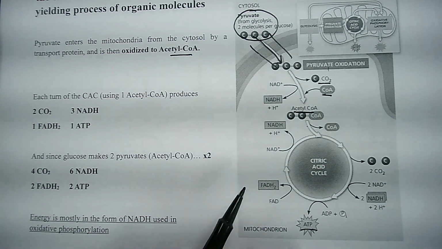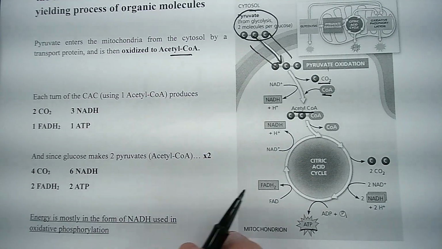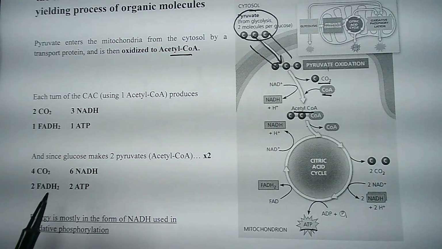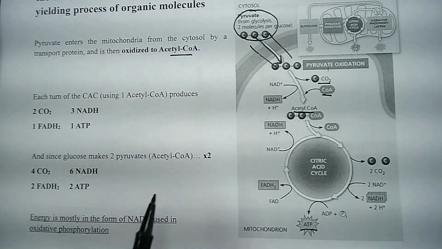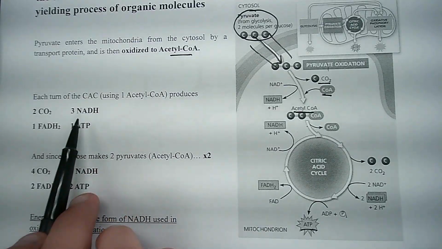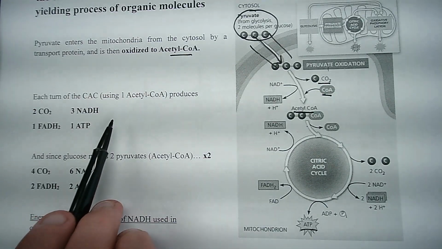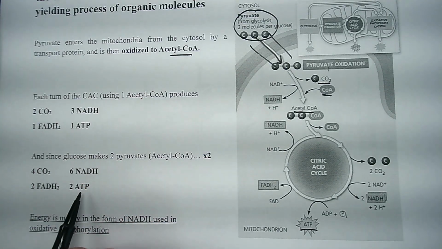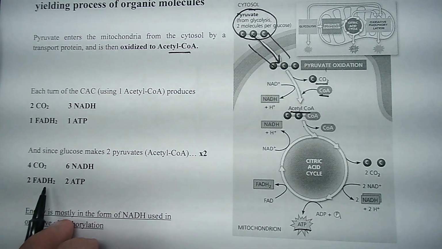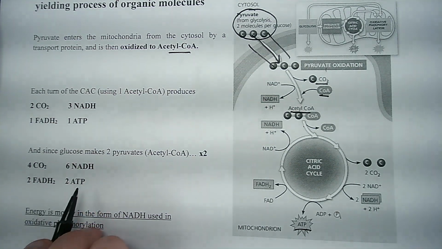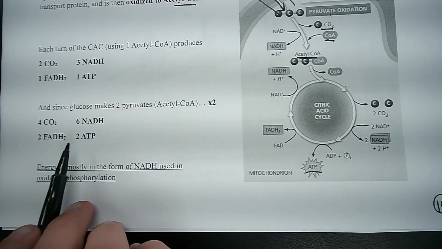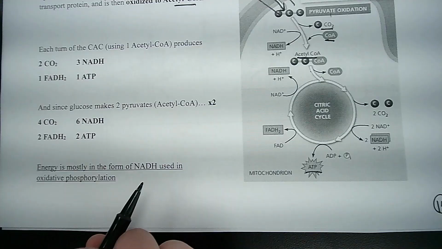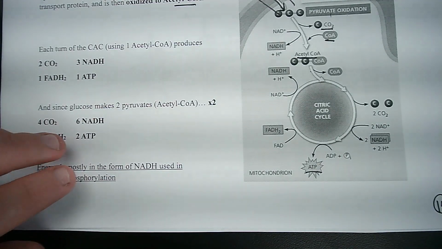Remember we said earlier that the citric acid cycle produces 2 ATP. Why is this? Remember, 1 glucose molecule makes 2 pyruvates. It splits into 2. And so 2 pyruvates become 2 acetyl-CoA. This is only 1 turn of the CAC using 1 acetyl-CoA. Glucose breakdown makes 2 acetyl-CoAs, so we multiply these products by 2. So really we make 4 CO2, 2 FADH2, 6 NADH, and 2 ATPs. Even though it's just 2 ATPs, again, energy is mostly in the form of the NADH, the electrons being carried to this process called oxidative phosphorylation.